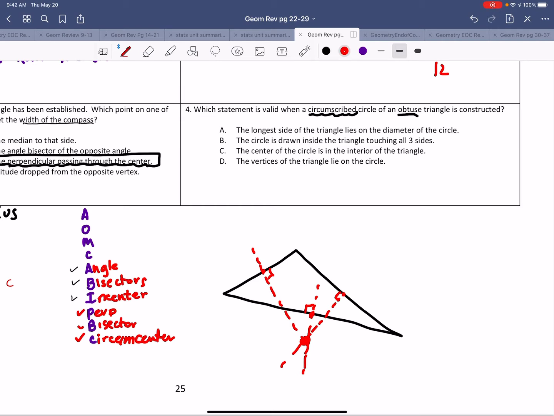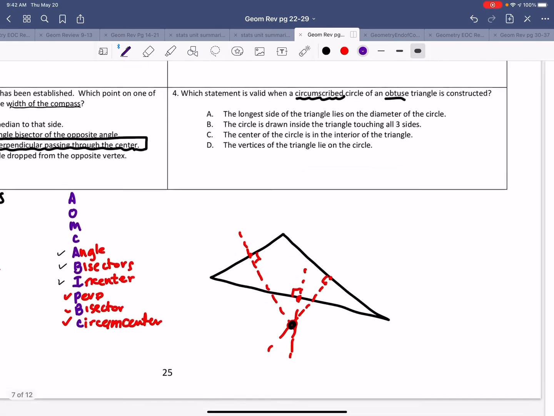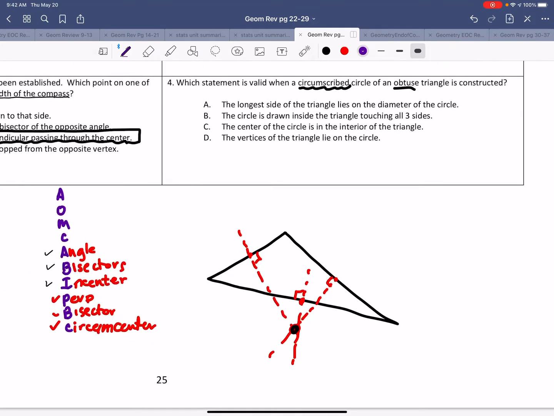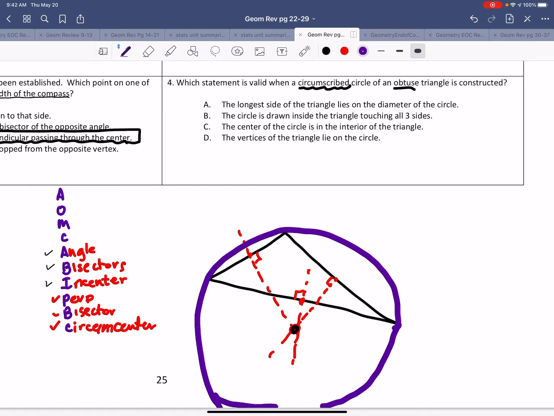And why is this circumcenter special? Well, it's kind of like our radio tower. We end up figuring out that it ends up being the radius of a circle. You see how this works out here?